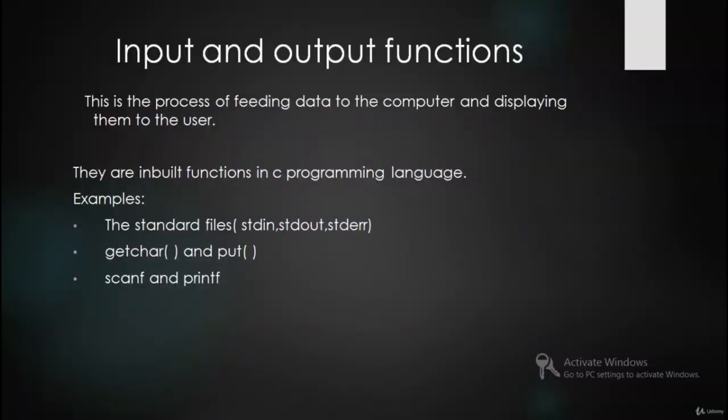Hi, in this section we are going to learn something about input and output functions. This is the process of feeding data to the computer and displaying it to the user. In C programming, we have inbuilt functions that perform such tasks. We have the standard files, which are standard input, standard output, and standard error. Standard input is accessed by stdin, which is done by inputting using the keyboard. Then we also have standard output, accessed by stdout, which displays the data on the screen. And then we have standard error, stderr, which displays errors on the screen.